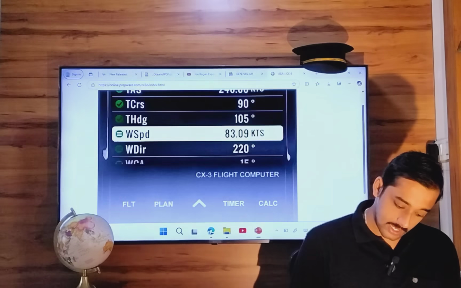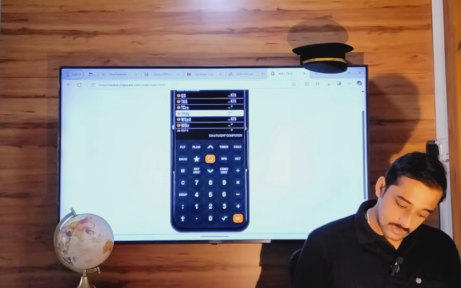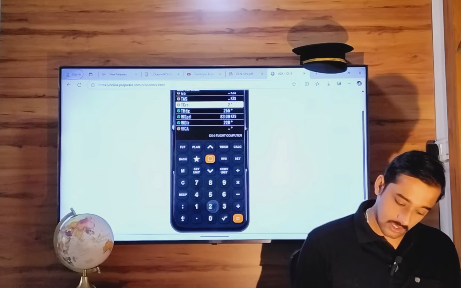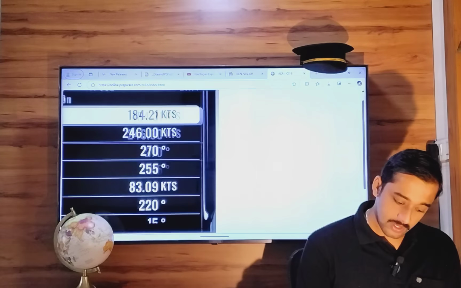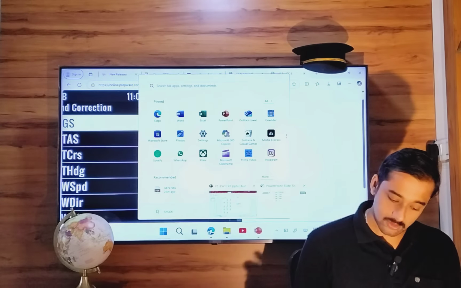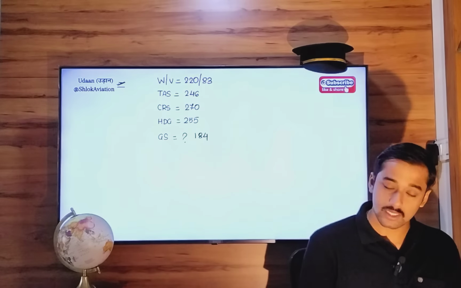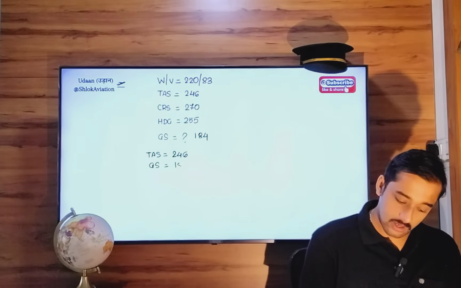So 220 at 83 is fine. True heading 255, force 270, task 246. So ground speed is 184 knots. Now what is task? Task is 246. Ground speed is 184.